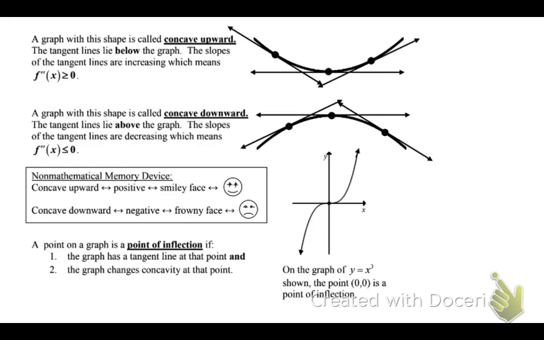A point of inflection, P.O.I., only occurs when two conditions are met: that the graph has a tangent line at that point and the graph changes concavity at that point. So the big thing is that people forget to check if there's a change in concavity. We cannot have a point of inflection if we don't have a change in concavity. So the graph of x cubed has a point of inflection at (0, 0) because we change from concave down to concave up at that point.